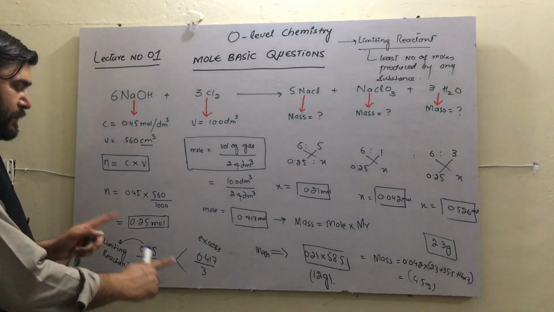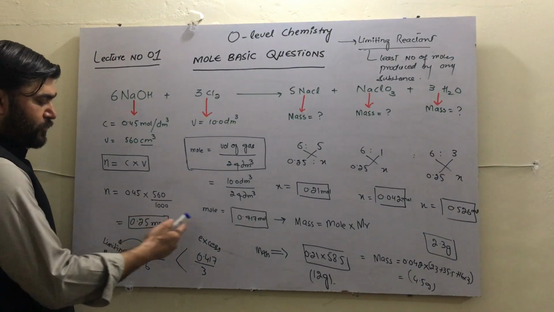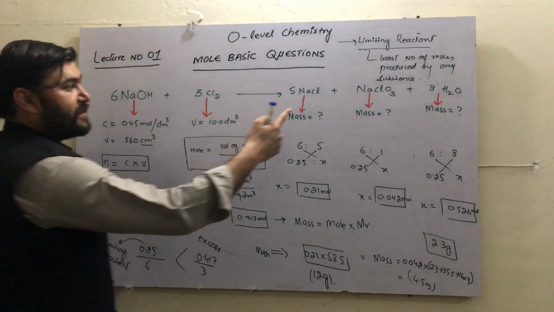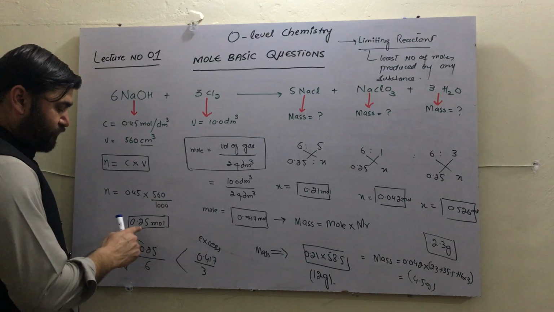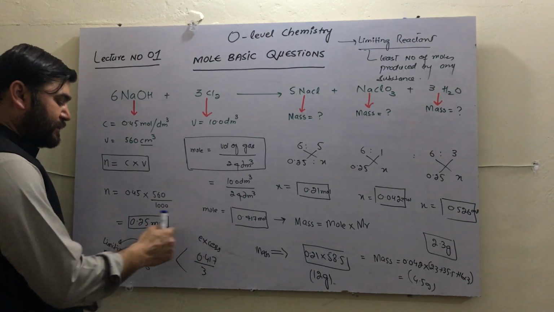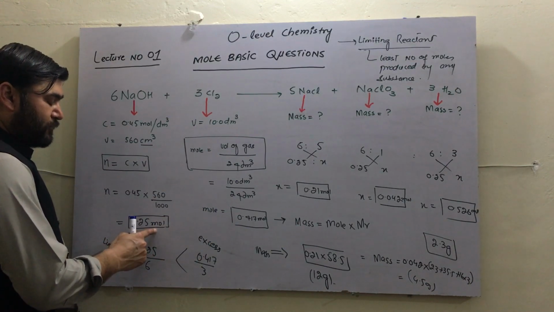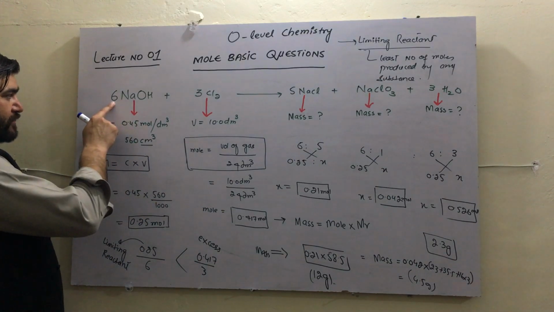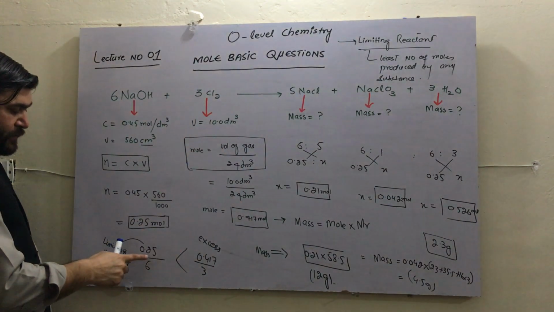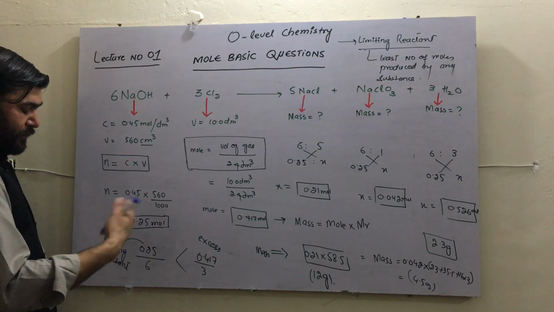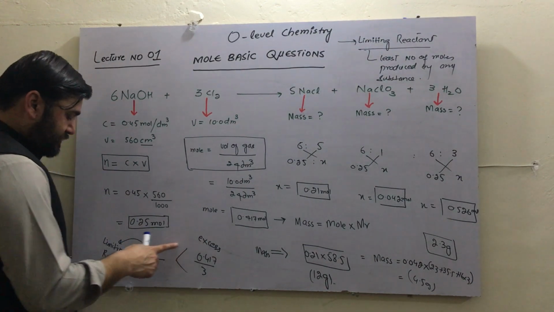Now you have to compare which one produces the least number of mole. You need to find out the limiting reactant, the substance which produces the least number of mole. These two mole values cannot give a clear idea about the least number of mole. So we will divide the moles by the coefficient 6 and also by the coefficient 3. I think this is in excess and this is the limiting reactant.